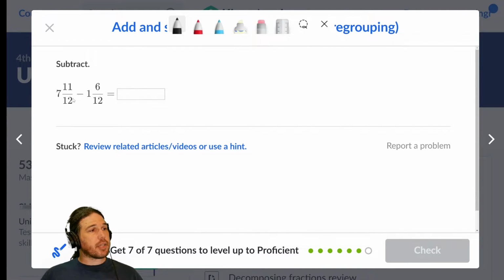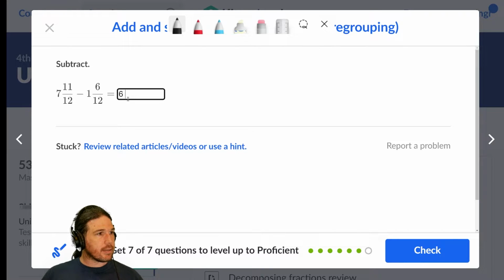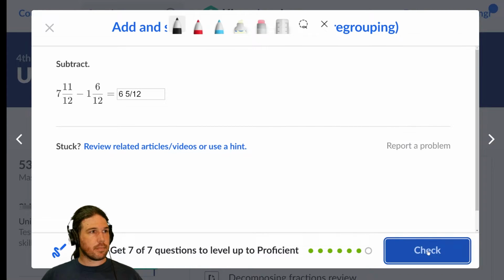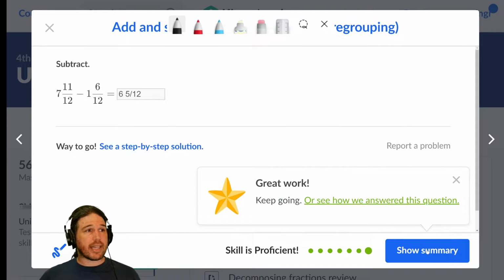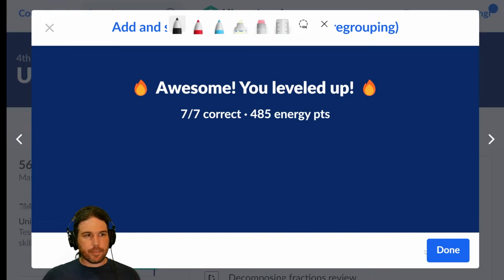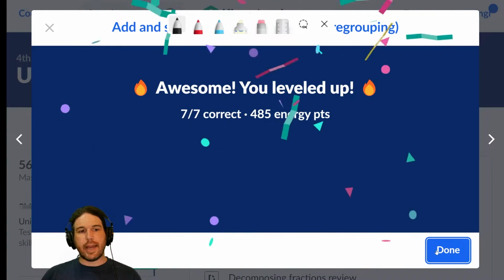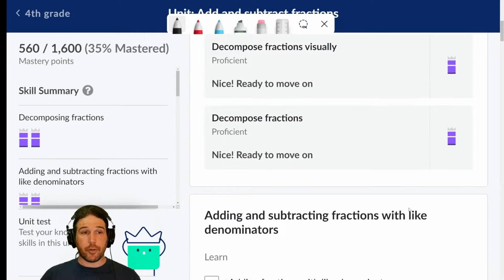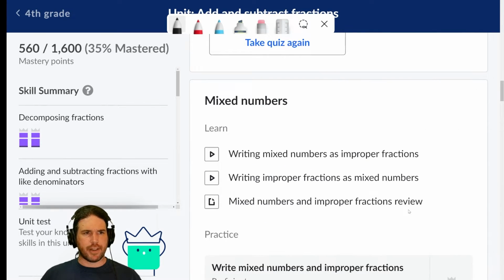Again, the whole number, 7 minus 1 is 6. 11/12 minus 6/12, 11, 10, 9, 8, 7, 6, 5. So it's 6 and 5/12. And that is adding and subtracting mixed numbers without regrouping. So now we're going to go ahead and do the exact same thing with regrouping. And I think I'm going to lump these two into one video.